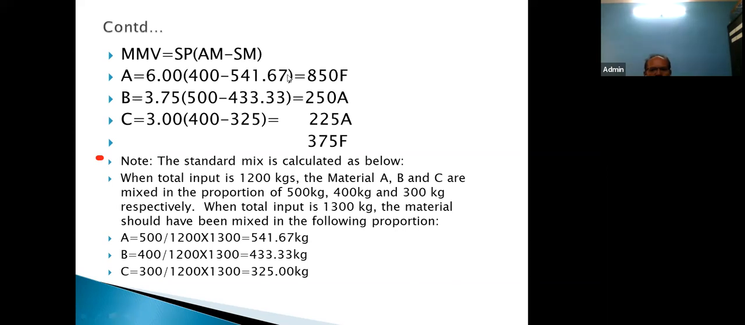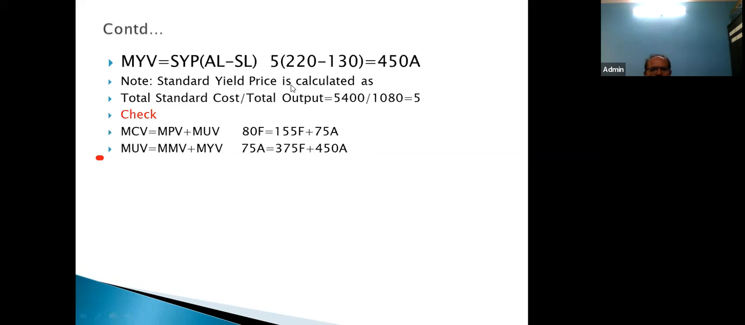And the last one is material yield variances. Material yield variances equals standard yield price. How to calculate standard yield price: standard output is 5400 upon 1080. This is our standard output. Dividing this, we get 5 rupees. This is our standard cost.